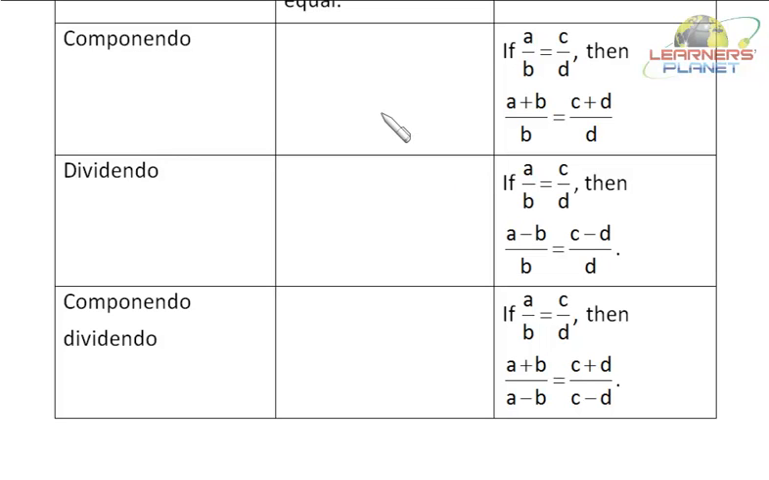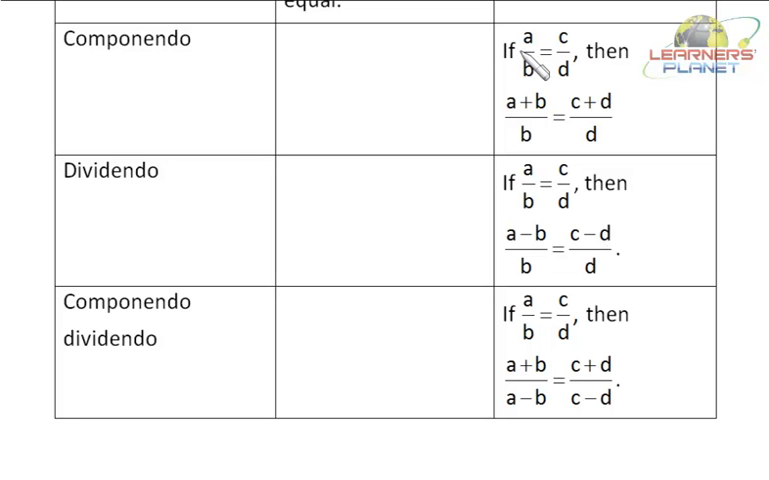Now this is a very important property. If A by B is equal to C by D, then A plus B, that is numerator plus denominator by denominator, is equal to numerator plus denominator by denominator. That means A plus B upon B is equal to C plus D upon D. Similarly, that is dividendo, A minus B by B is equal to C minus D by D.